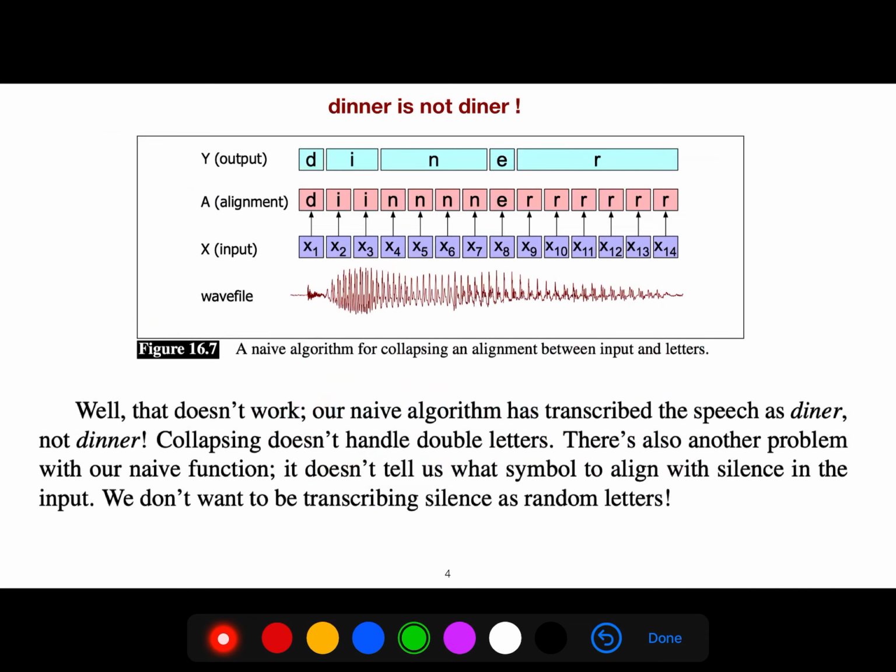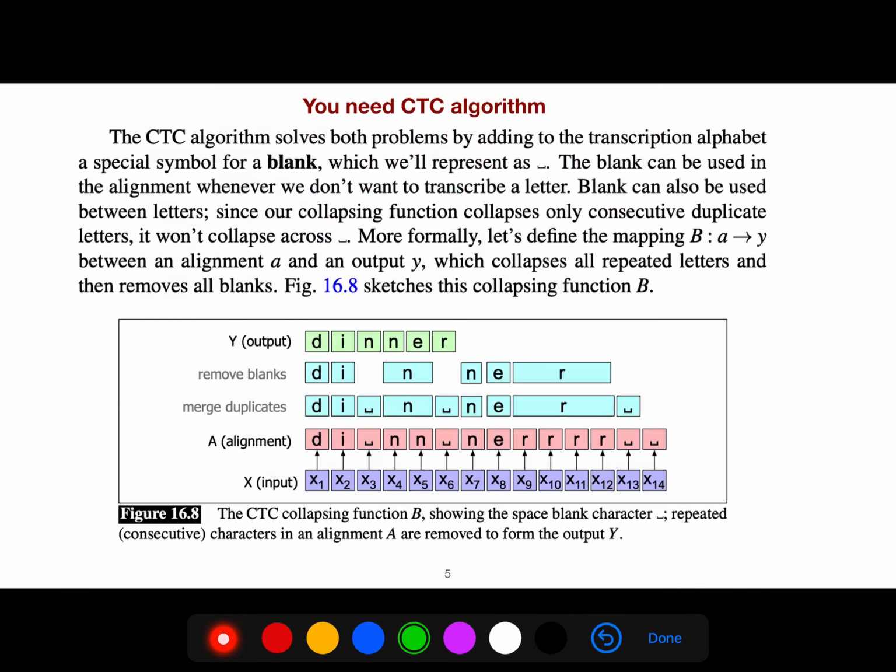So there is also another problem. It doesn't tell us what symbol to align with silence, because we don't want to be transcribing silence as everything. So you need this CTC algorithm.